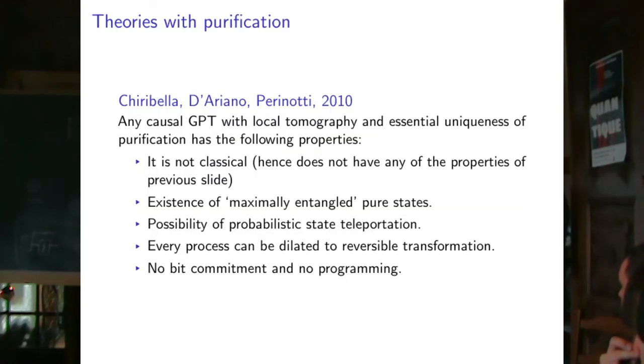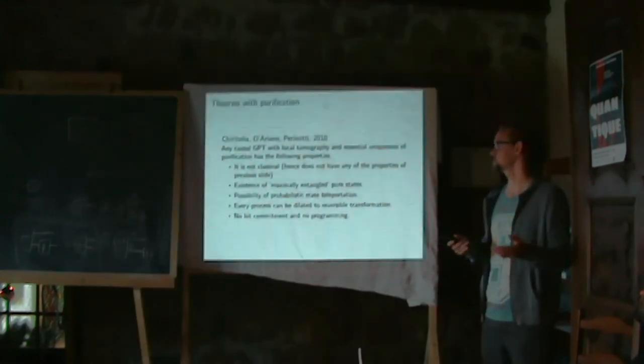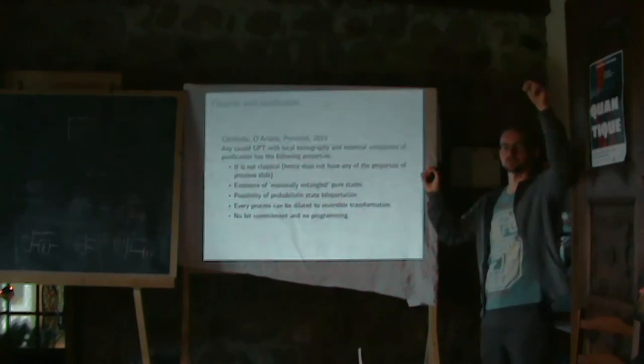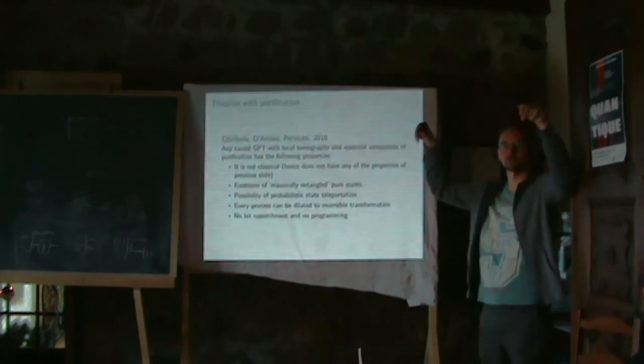If you have a few more assumptions, this is the same people that did the second reconstruction. You have a causal GPT with local tomography, and you have essential uniqueness of purification. That has the following properties. It is not classical, so in particular all the properties of the first slide do not hold. You have maximally entangled pure states. What this means is you have a composite pure state where if I do the same measurement on both sides, I get the same outcomes.